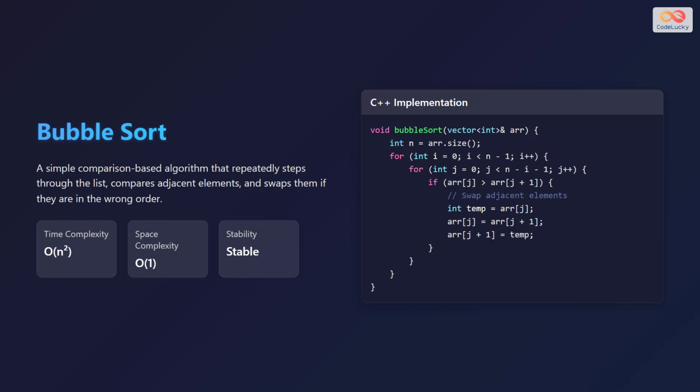The time complexity of bubble sort is O(n^2). Its space complexity is O(1), and it is a stable sorting algorithm. Here's the C++ implementation, demonstrating how adjacent elements are compared and swapped.